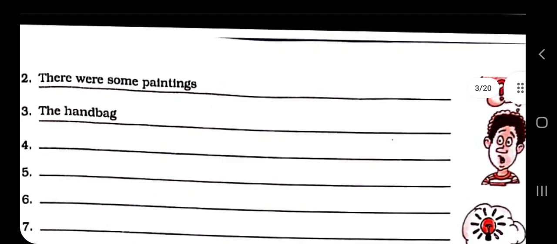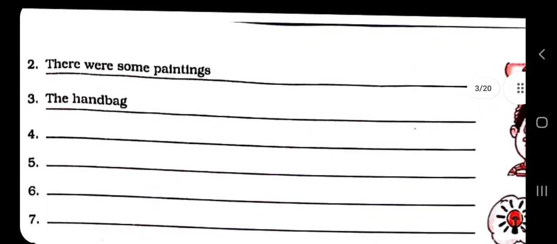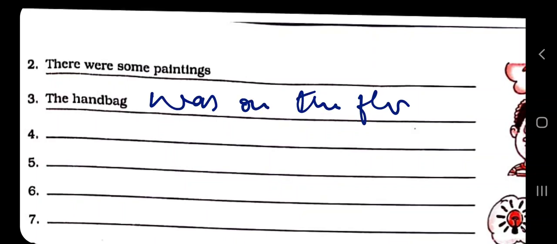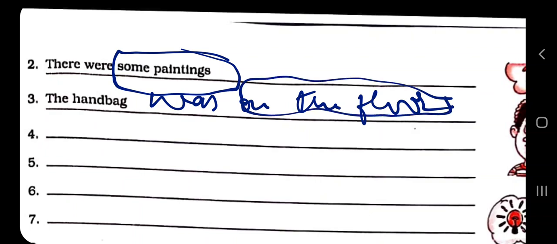There were some paintings. Now you have to write it, you have to complete it, okay? The handbag was on the floor. Now you have to go to the last, it is written, encircle the phrases in each sentence you have written. So here we are encircling the phrase on the floor. I am encircling right away.